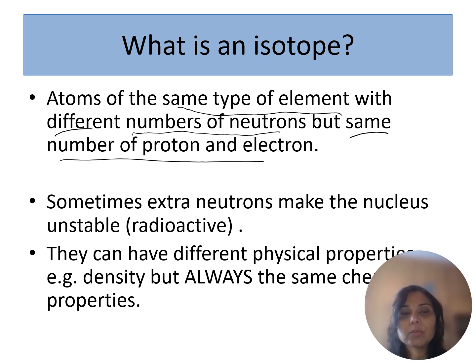Extra neutrons also make the nucleus unstable. Those are radioactive isotopes, but we're just going to look at how we work out the relative atomic mass of isotopes.